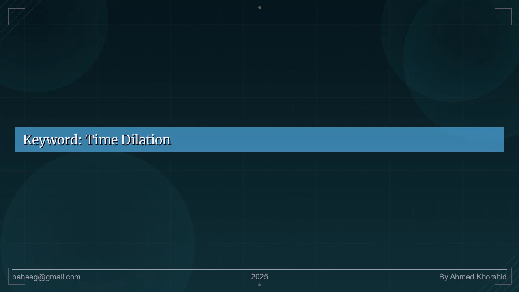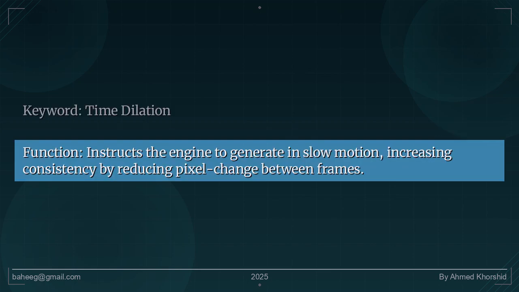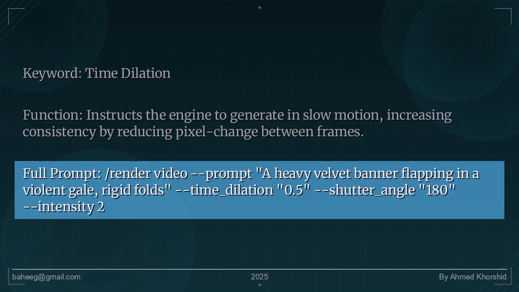Keyword: time dilation. Function: instructs the engine to generate in slow motion, increasing consistency by reducing pixel change between frames. Full prompt: render video prompt, the heavy velvet banner flapping in a violent gale, rigid folds, time dilation 0.5, shutter angle 180, intensity 2.